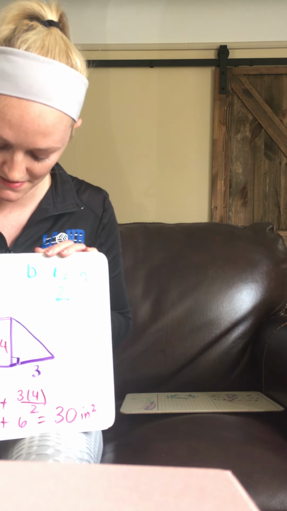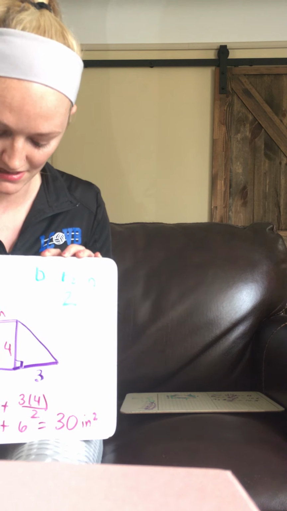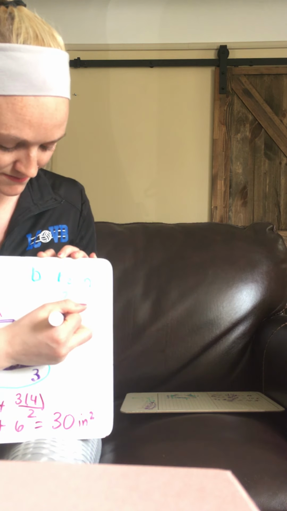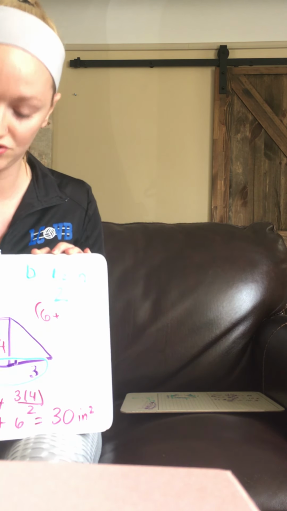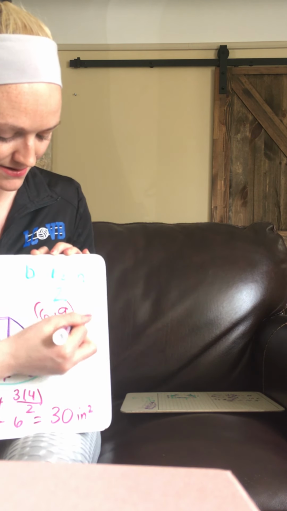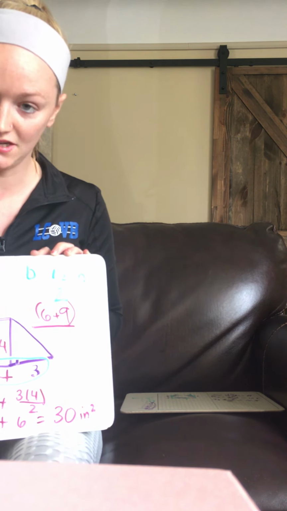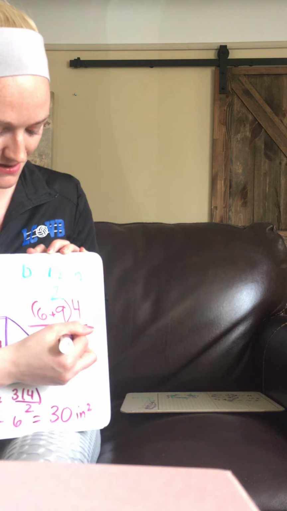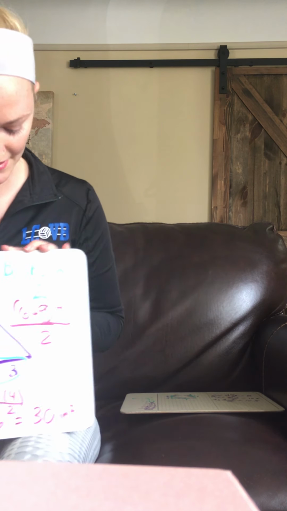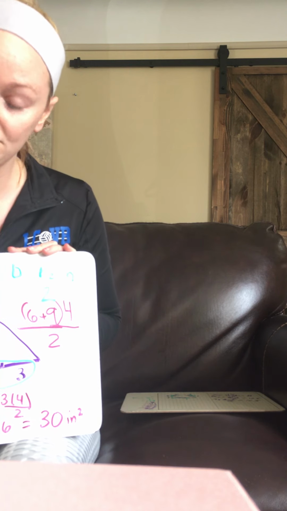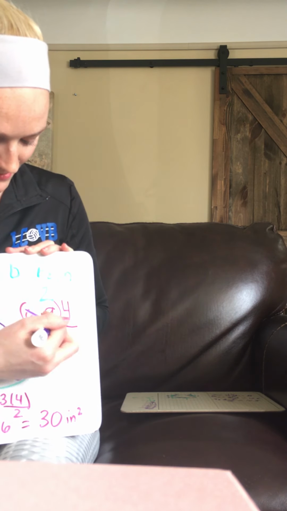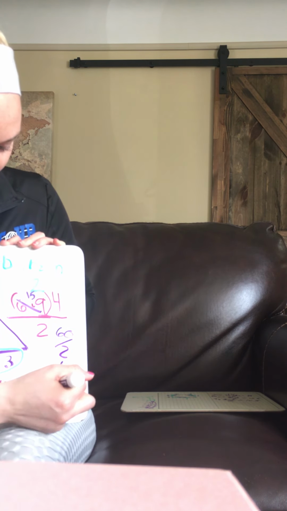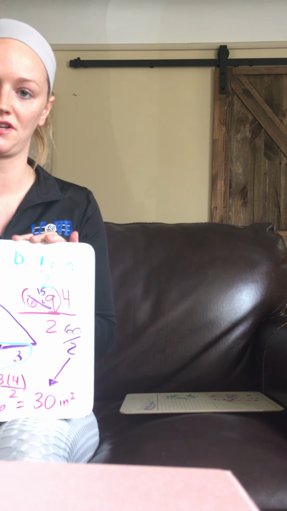So if I look at this, base 1 is 6, and then my base 2 is a combination of those. So base 1, 6, plus base 2, which is 6 plus 3, which will give me 9. Multiply that by my height. What's connecting both bases? That's what your height is. And that's 4. There's that right angle. And then divide it by 2. So 6 plus 9 is 15. 15 times 4 is 60. 60 divided by 2. Same exact answer of 30.